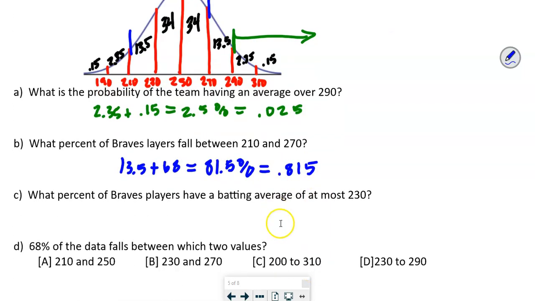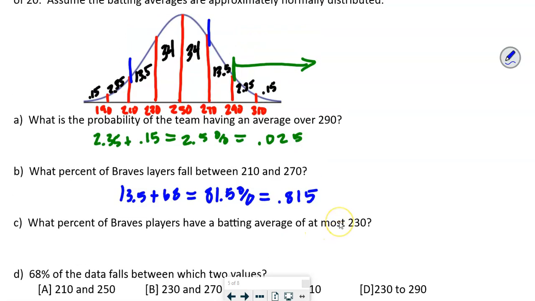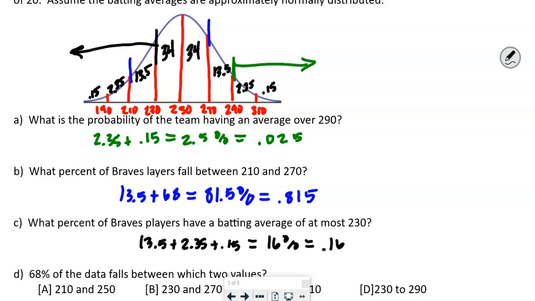Then the next one is what percent of Braves players have a batting average of at most 230. Okay, that's written a little bit different, right? So this time we're in an at most. So at most 230, that means this is my biggest number and everything else is below that, right? So we're going to say 13.5 plus 2.35 plus the 0.15. You add up those three numbers, you get 16%. And that's going to be written as 0.16.